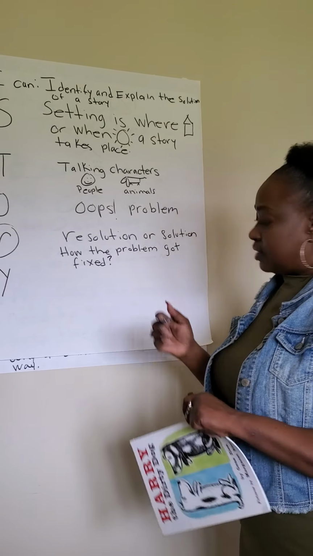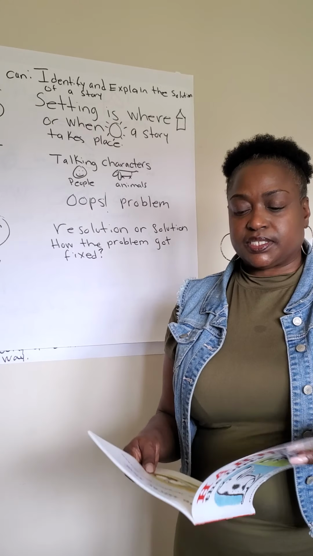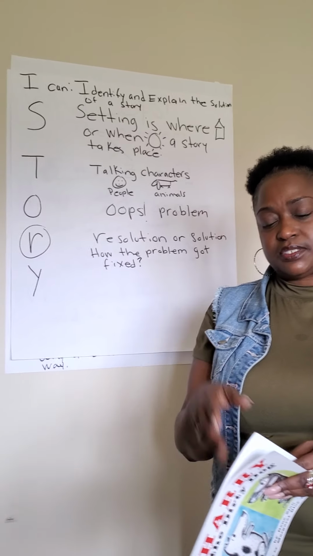And today's read aloud is Harry the Dirty Dog, and it's written by Jean Zion, and the pictures are by Margaret Bloy Graham. And as always, good readers and good listeners are always asking themselves questions.